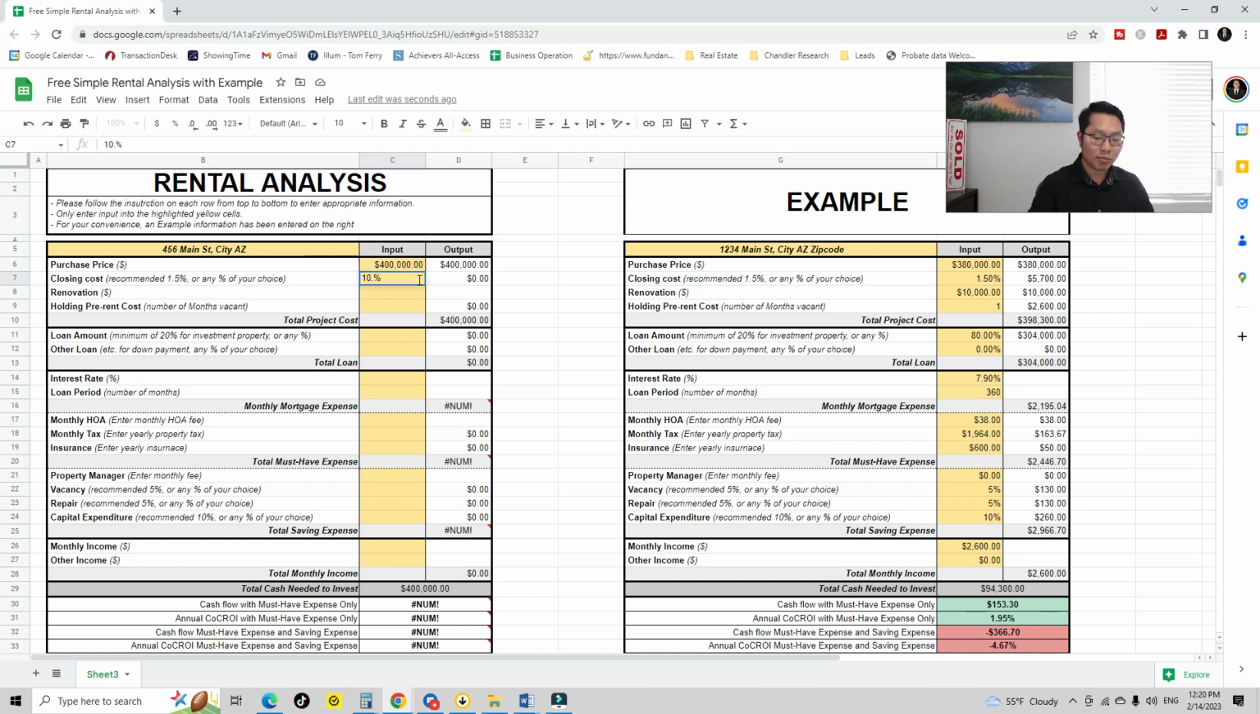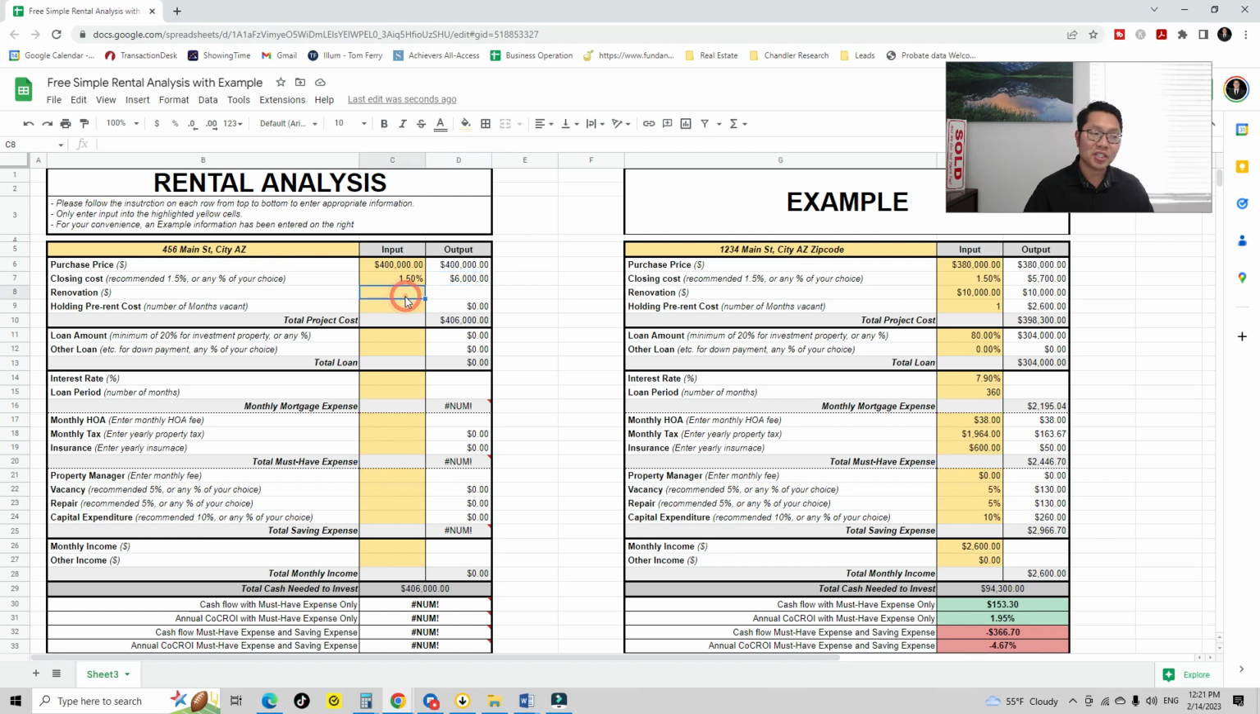Okay, so just start typing 1.5, and you're going to see it already auto formats. The percent is already put in here. If you look at the output, it calculates the amount in dollars. Now that you've entered 1.5%, 1.5% of 400 is 6,000.